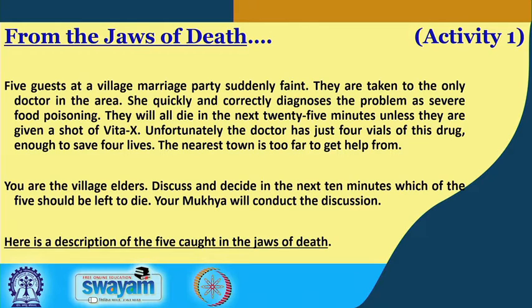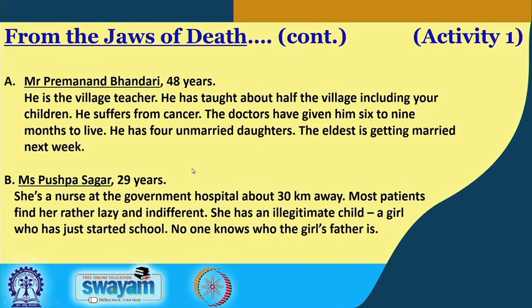So, before we move to the role play and show you a recording of the same, here is a description of the 5 who are caught in the jaws of death. The first one, A, is Mr. Premanand Bhandari, aged 48. By profile, he is a village teacher and he has taught about half of the village including your own children. He is a cancer patient and the doctors have given him 6 to 9 months to live, that is all of his life left.